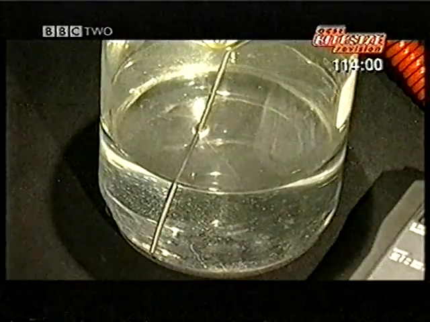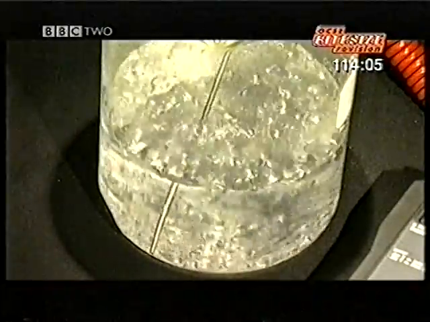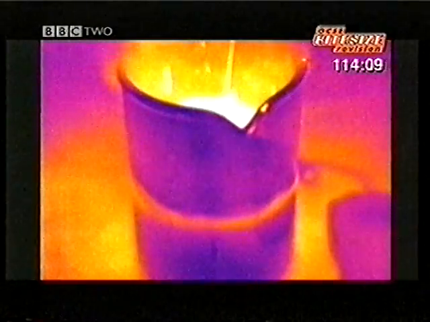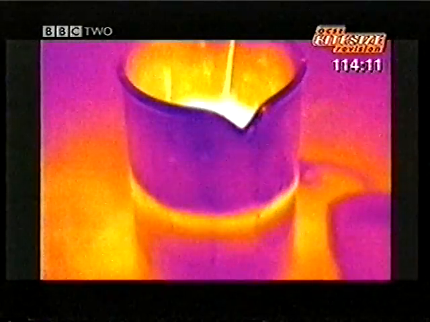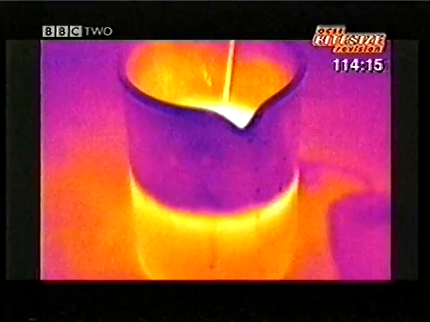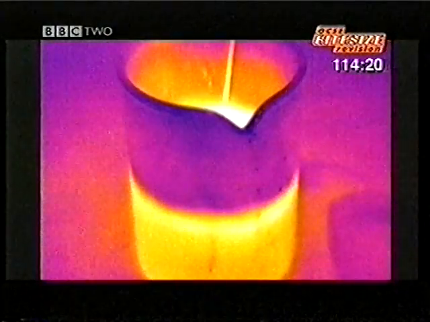You don't even need solid chemicals for an exothermic reaction. The water in this beaker is at room temperature, but add another cold, clear liquid and a bubbling reaction starts immediately. The heat-sensitive camera reveals gas being given off. It shows up because it's hot. The heat seems to come from nowhere, but actually it was locked up in the chemicals all along.